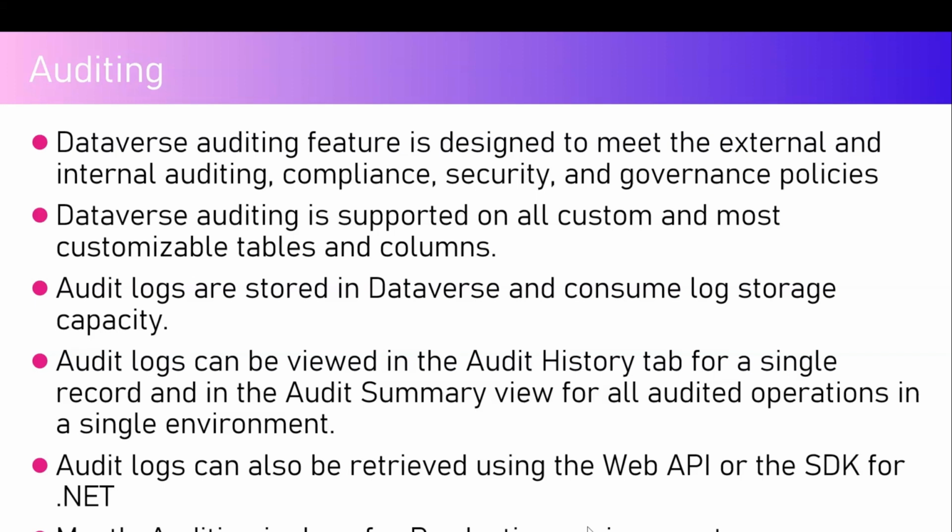Audit logs can be viewed in the audit history tab for a single record and in the audit summary view for all the audited operations in a single environment. So take for example, if you're building a model driven app, you can actually see which fields have changed just by referring to the audit history tab. Audit logs can be retrieved using the web API or SDK for .NET.